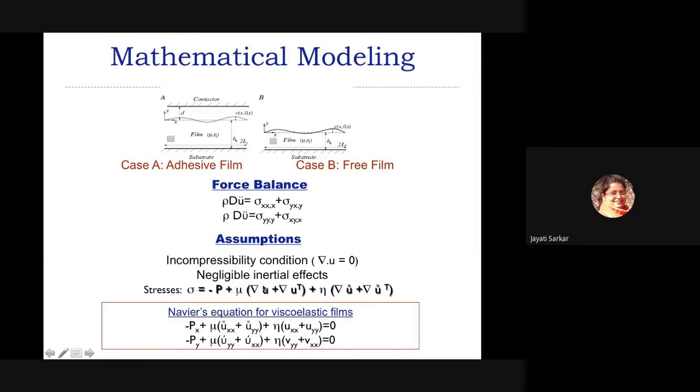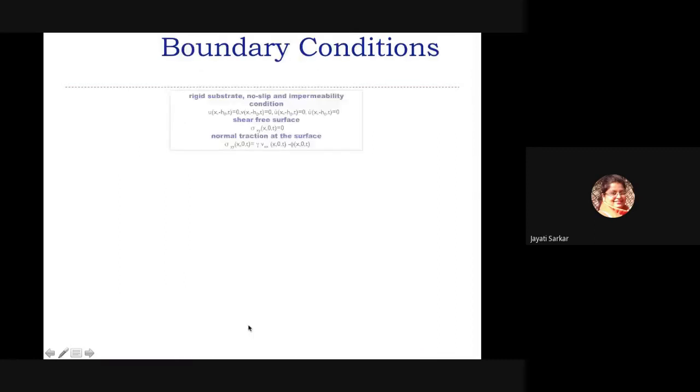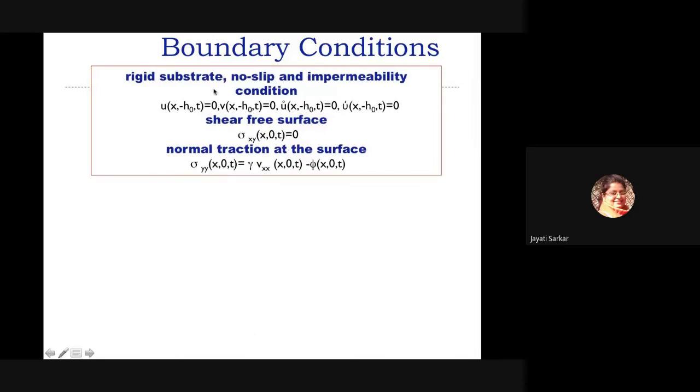The Navier equation of the viscoelastic films can be converted into the following two equations. And the boundary conditions remain almost the same. It is a rigid substrate, with no slip and impermeability condition at the substrate, and a shear free surface, because we are considering that there is no shear. The bounding liquid is a gas or a fluid that has a very low viscosity, and there is a normal traction at the surface, which is compensated by the surface tension effect. And there is of course the excess intermolecular interactions at the surface.